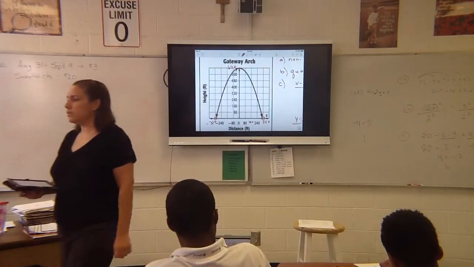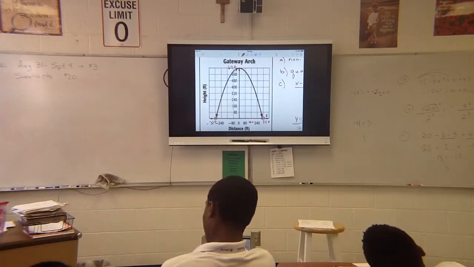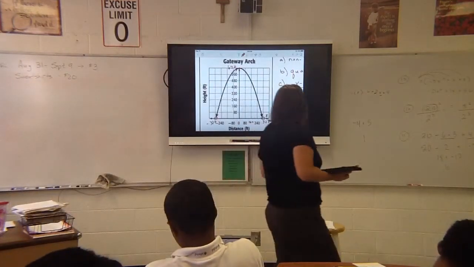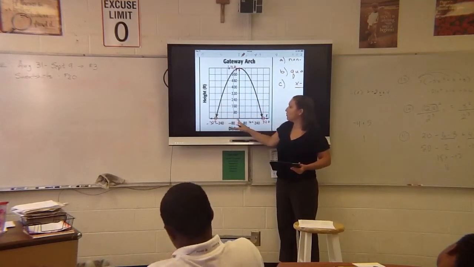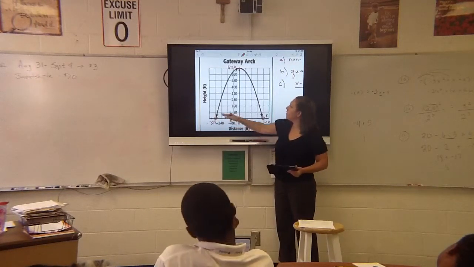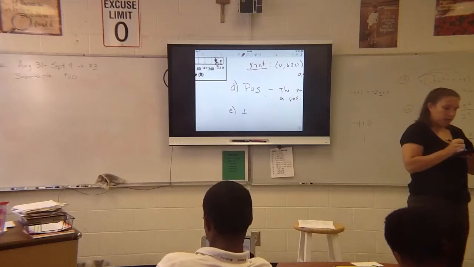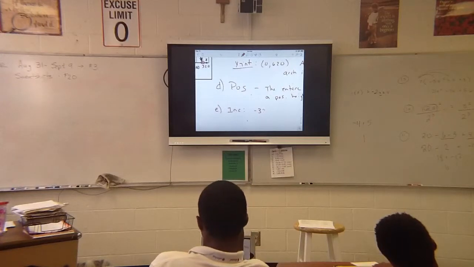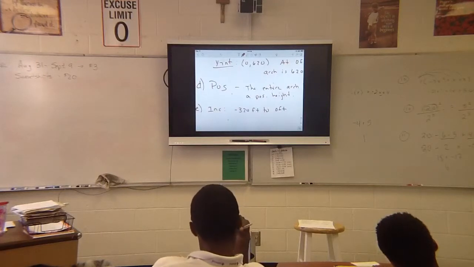On step E, it says increasing and decreasing. What part of this graph is increasing? Ava? Negative 320 to 620. She's saying from negative 320 to 620, we're going to keep all our numbers on the same line. So from negative 320 to 0, does that make sense? She says it's increasing, and she's right. So down here on E, we've got increasing, and from negative 320 feet to 0 feet.